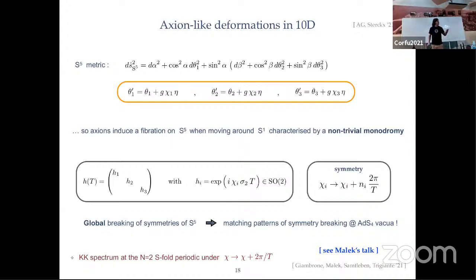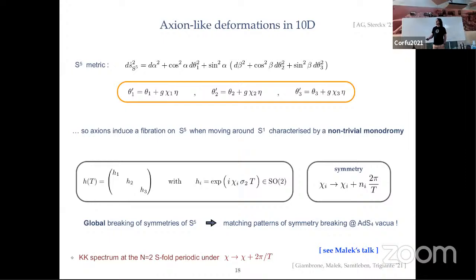And then what you see is that whenever you turn on these three parameters, these axions, what is happening is that you introduce a non-trivial fibration of S5 when moving around S1. Each of these three parameters, chi1, chi2, chi3, is associated to one of the Cartans of SO(6). So essentially, the chi fields I'm talking about all the time induce a fibration on S5 when moving around S1. And this fibration is characterized by what is called a non-trivial monodromy, which is essentially a matrix of this type, the one that is telling you how this fibration is implemented.